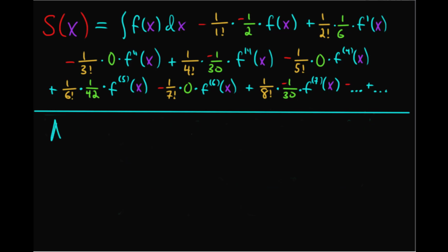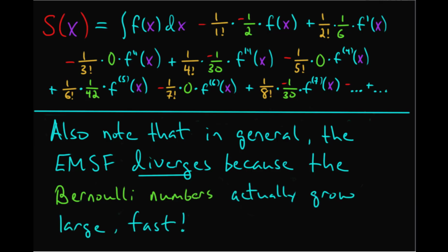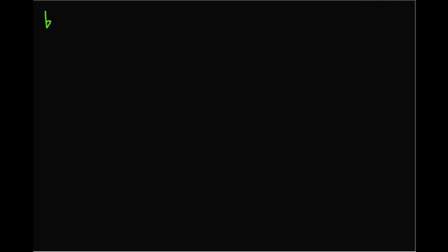Now, if you're not already very familiar with the Bernoulli numbers, you might be misled to believe that this really isn't a problem. In general, if we're working with convergent series, the more terms we add, the better the approximation gets. So the logic there would be that we can just add as many terms as we want to get as close an approximation as we want. But that's actually not how things work with the Euler-Maclaurin summation formula. The Euler-Maclaurin summation formula diverges as we add more and more terms because the Bernoulli numbers actually grow very fast.